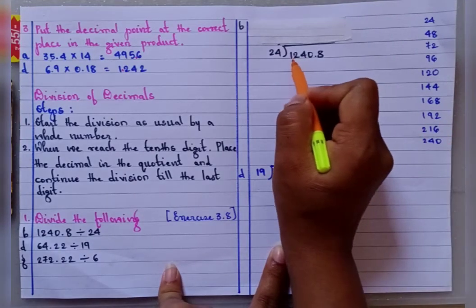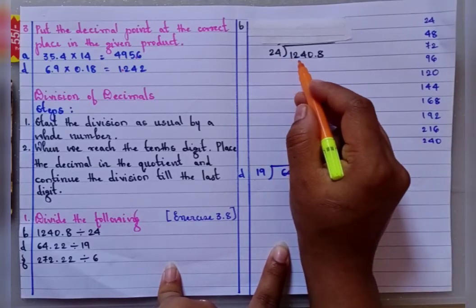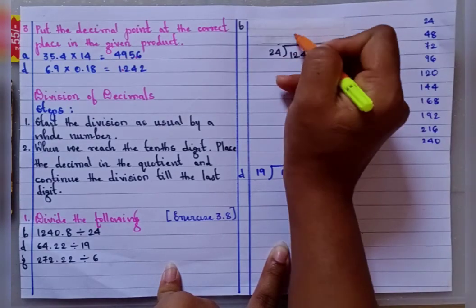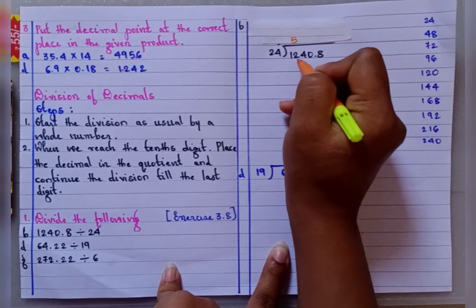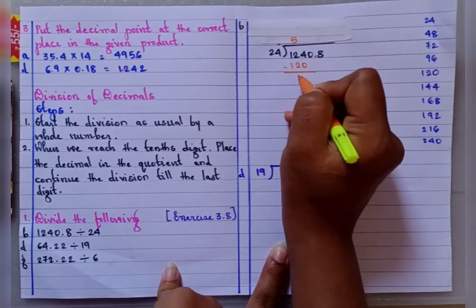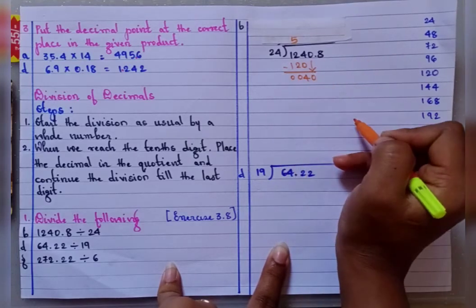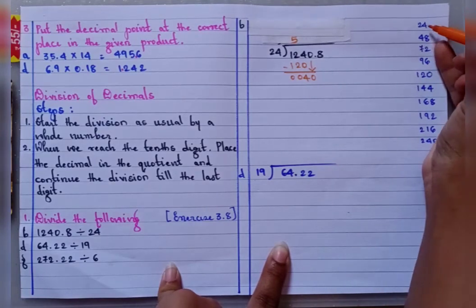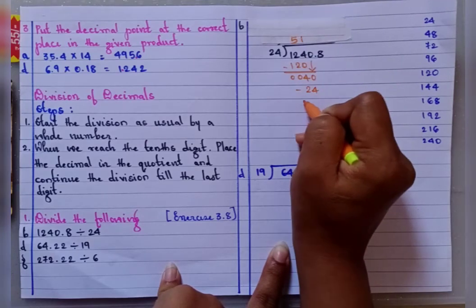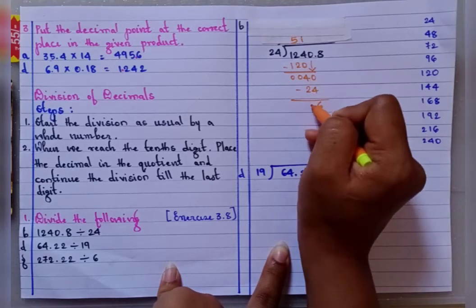As the first 2 digits are 12, which is less than the divisor, we shall consider the first 3 digits, 124. The nearby number to 124 is 120. So 24 fives are 120. Thus from 124, 120 goes out, remains 4. Take the next digit down, it has become 40. The next nearby number to 40 is 24. Therefore 24 ones are 24. Let's subtract now. From 10, 4 goes out, remains 6. And from 3, 2 goes out, remains 1.